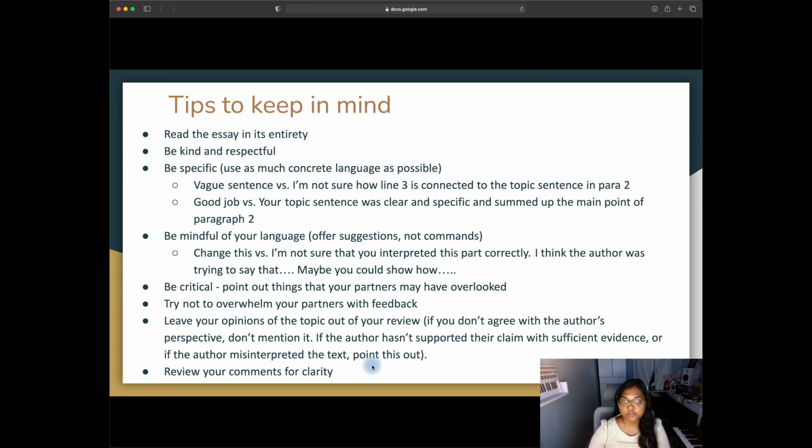And remember, the goal of peer review is for all of us to work on our writing and improve our writing so that we can get a good grade and apply these skills to future papers and future writing activities. So you definitely want to give as much feedback as you can in a constructive way with that goal of helping your classmate to improve.